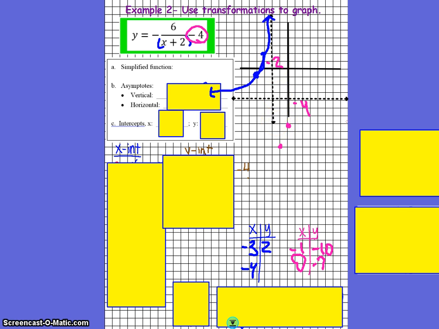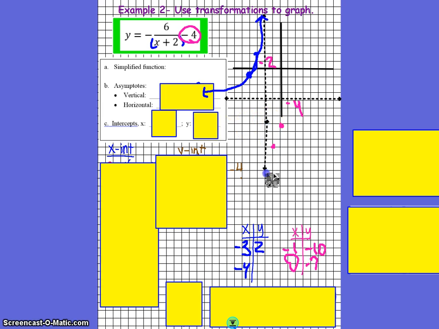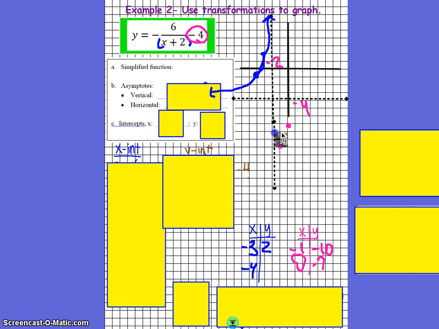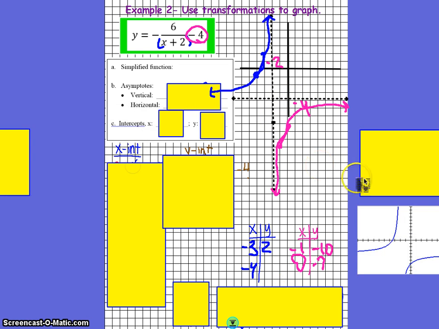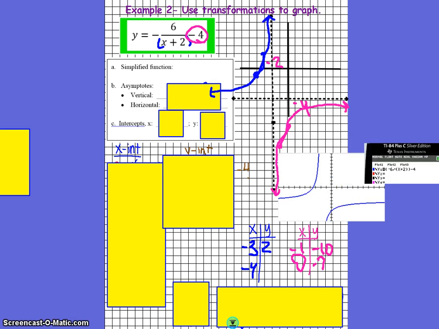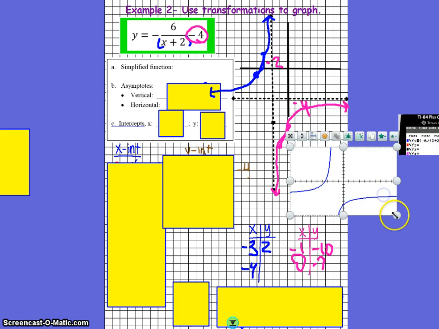Okay, use the behavior of the asymptotes to fill in the rest of the graph. Let me just extend our vertical asymptote so we can see what it's doing. The graph's going to get really close to our vertical asymptote. I'm going to show you the calculator version in just a minute. And then the graph will get really close to our horizontal asymptote. And this is our real graph. Let me show you what it looks like.